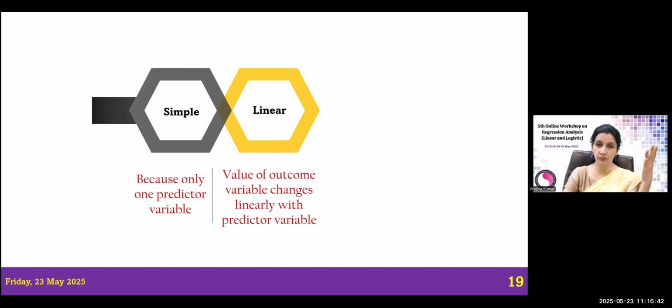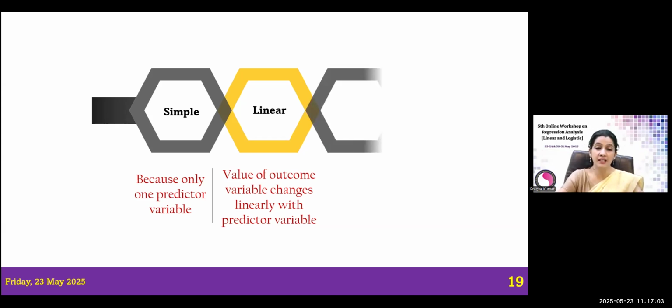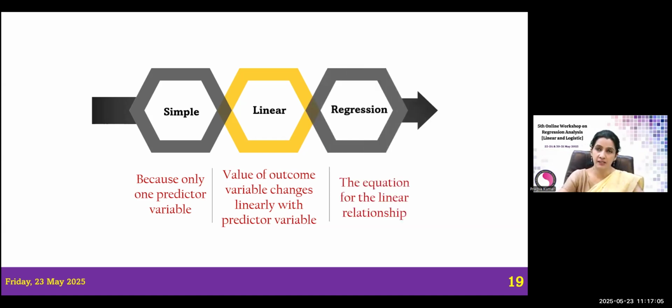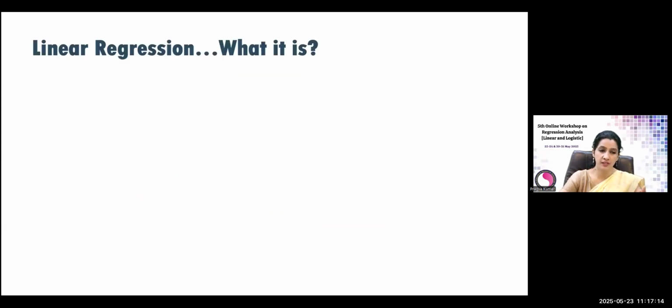And what is a linear equation? Y is equal to a plus bx, if it is one predictor variable. If more, then again y is equal to a plus b1 x1, plus b2 x2, and that will keep on going depending on the number of predictor variables. So here the value of the outcome variable changes linearly with the predictor variable. And why is it known as regression? Because for this whole data set we are trying to predict, we are trying to say it in the form of a linear relationship. That's why it is a regression.